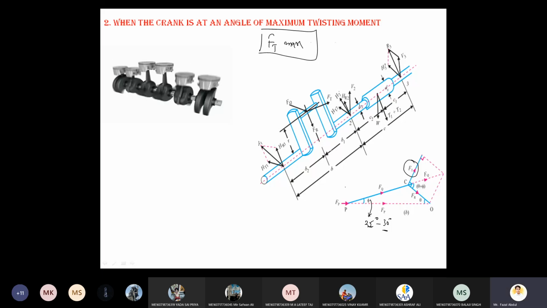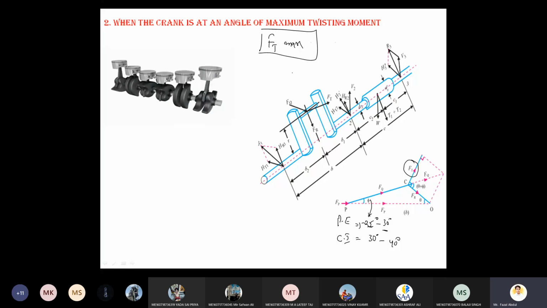And this is for the petrol engine. Now for the diesel engine, the compression ignition engine, when the crank angle lies from 30 degrees to 40 degrees, this Ft is going to reach its maximum value. Now considering the position of the crank at an angle of maximum twisting moment.